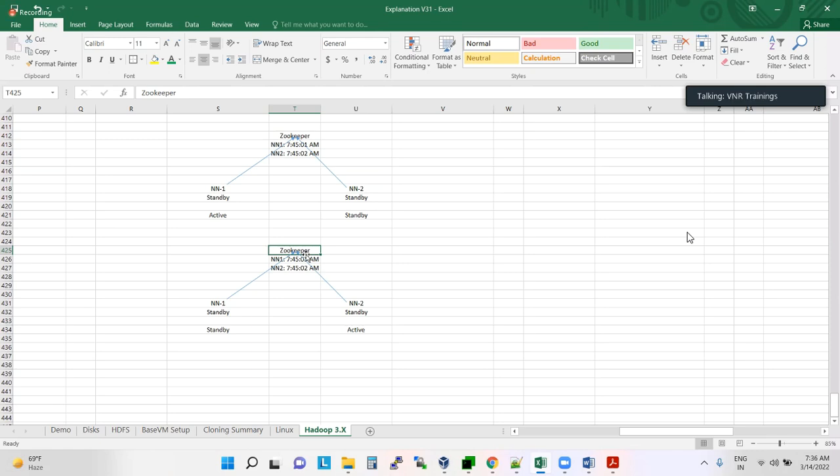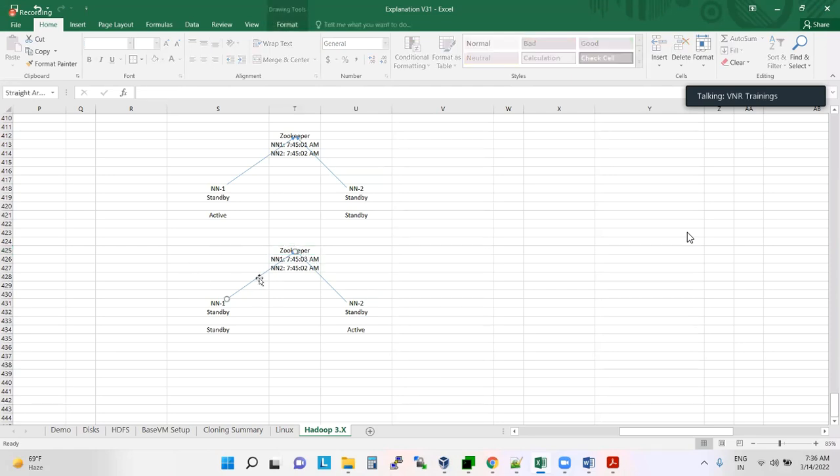Do you think Zookeeper will send a heartbeat to the Namenodes? No. Zookeeper is saying, "Hey, I am the decider. I decide who should be active and who should be standby, so you should send me a heartbeat." But the Namenodes are telling it, "We are the master services in the entire cluster. Why should we send a heartbeat to you?" So there is a war between these two.